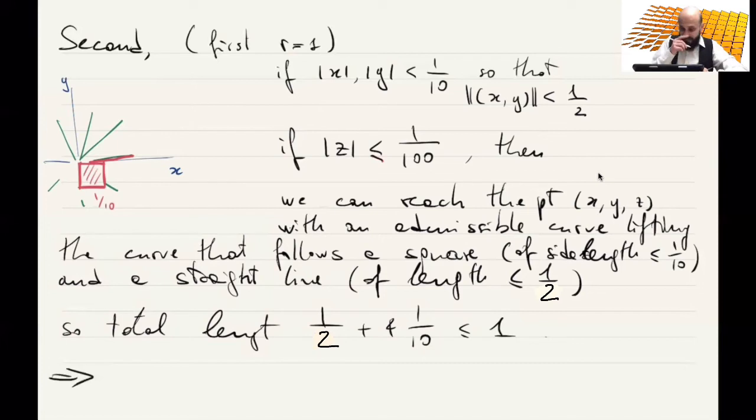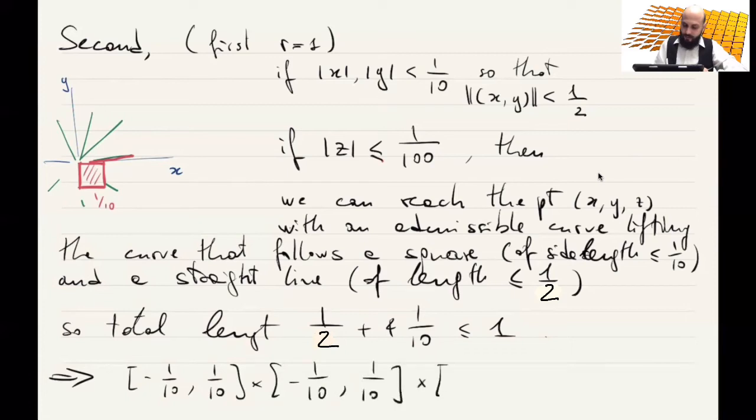Therefore, what we proved is that if you take the first coordinate between -1/10 and 1/10, likewise for the second one, and the third between -1/100 and 1/100, this is contained in the ball of radius 1 at the origin. Okay. Now let's change to the general case.